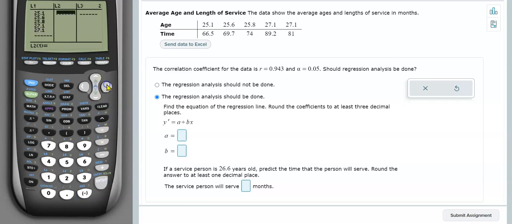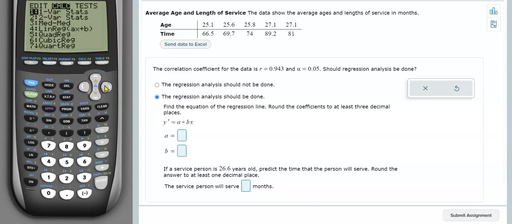Okay, so now I'm going to go to L2 and enter the data: 66.5, 69.7, 74, 89.2, and 81. After you enter the data, try to take a look whether you entered the numbers correctly or not. Okay, great. Now I'm going to do the stat again.